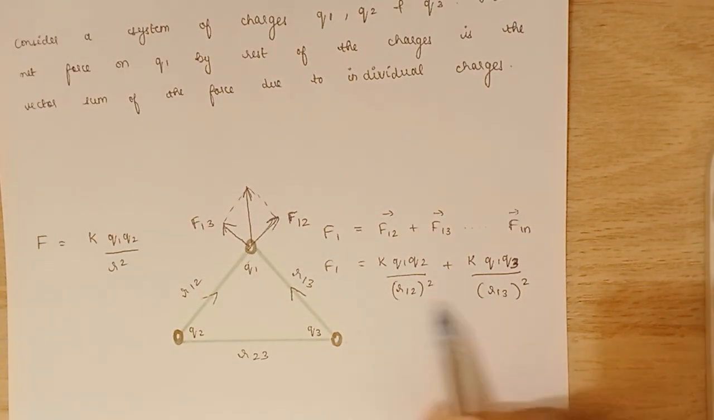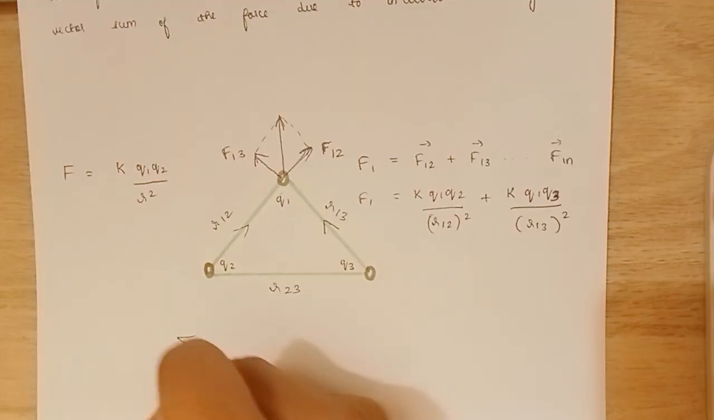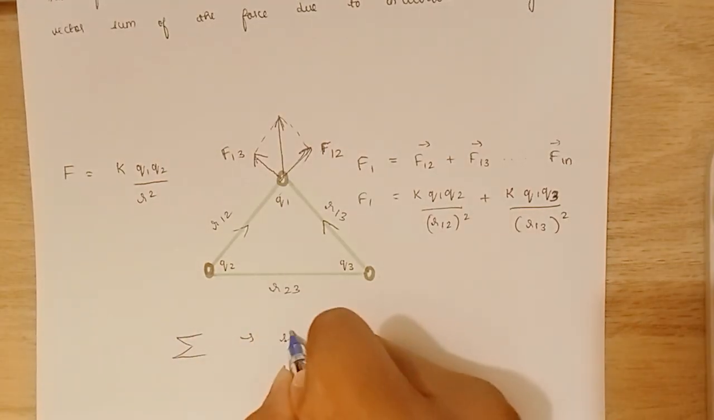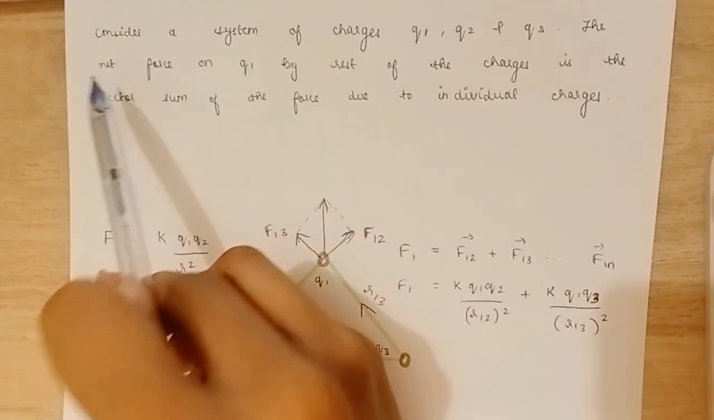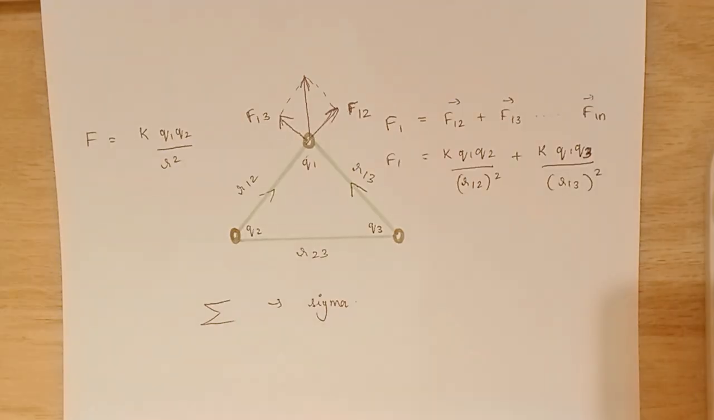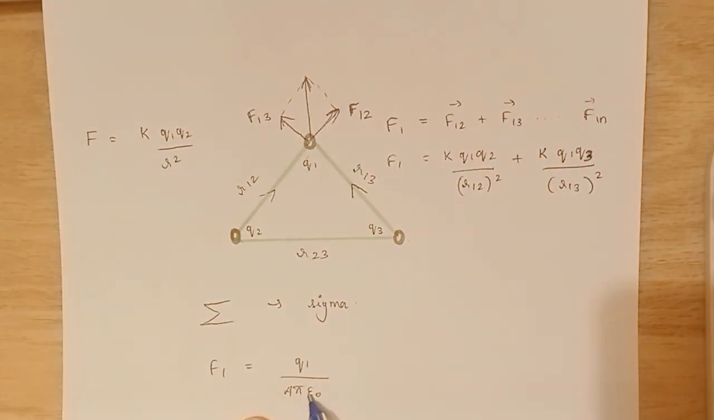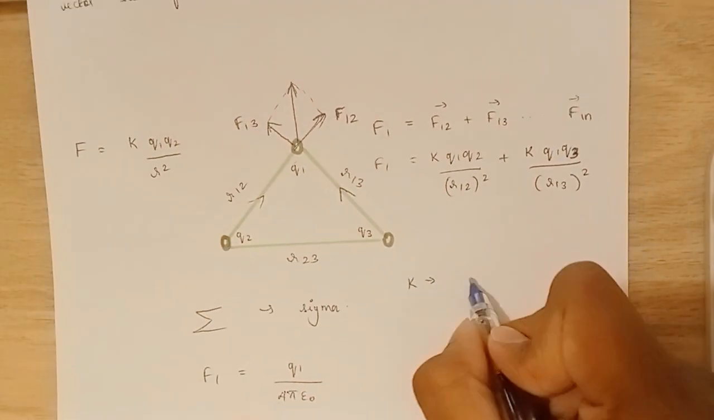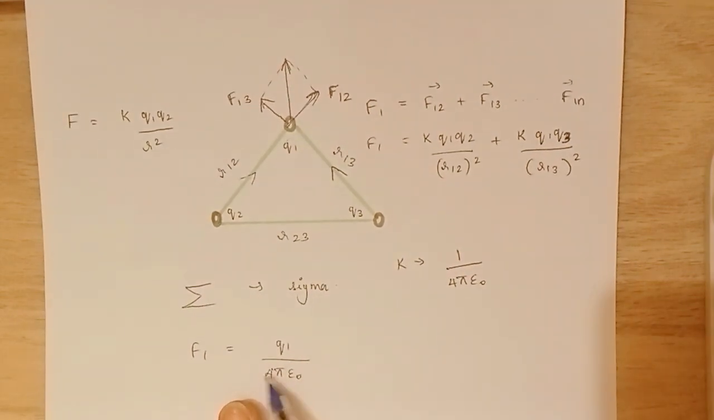Now, instead of writing this again and again, you can use a symbol from mathematics, and that is sigma. Sigma represents the complete sum. So it is basically like net but then a different symbol. Then you can write F1 is equal to Q1 by 4 pi epsilon naught. Where did I get this 4 pi epsilon naught? The value of k is 1 by 4 pi epsilon naught. So that's how I got this, because we can take Q1 common.